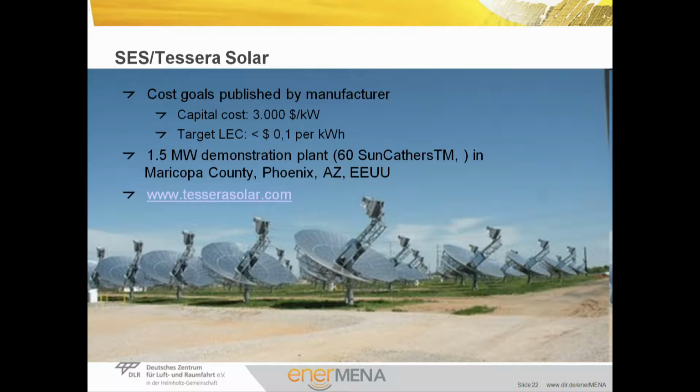The development of the system was bundled in the company SES, Stirling Energy Systems, together with the project development company Tessera Solar. These companies tried to introduce the redesigned system into the market. It then was called Suncatcher. On the slide you can see the cost goals that they wanted to reach through massive mass production using production methods from the automotive industry. The picture shows their demonstration plant in Phoenix, Arizona, where they mounted 60 systems producing about 1.5 megawatt.